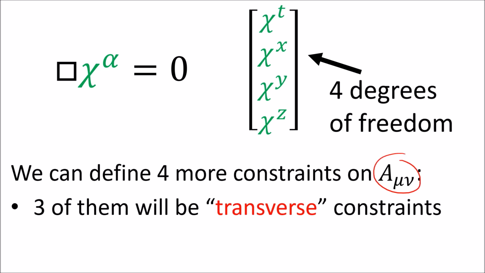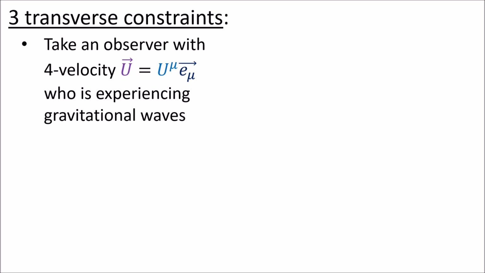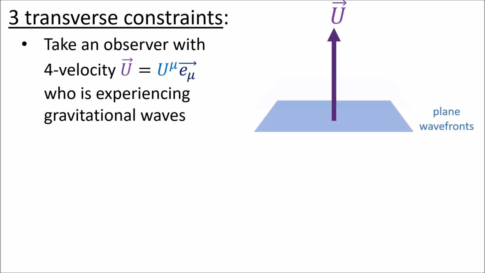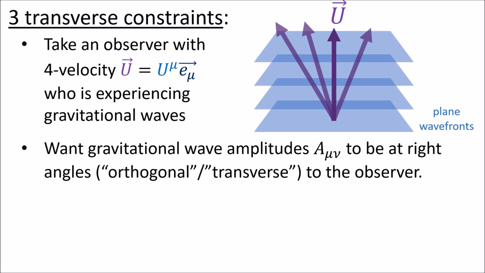3 of these will be transverse constraints, and one of them will be the traceless constraint. Let's start with the 3 transverse constraints. Let's take a space-time observer with a 4-velocity vector u, who is experiencing gravitational waves. In theory, the gravitational wave could be passing by our observer at any angle. But since we have 4 degrees of freedom, we have the freedom to choose coordinates where the wave's oscillations are at right angles to the observer's world line, with right angles also being called orthogonal or transverse.